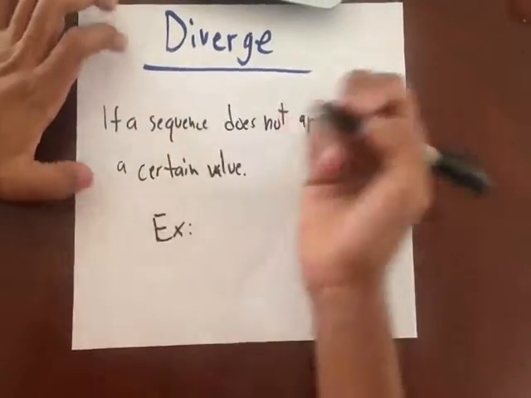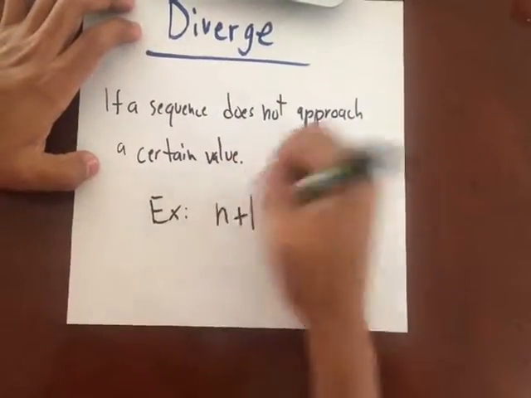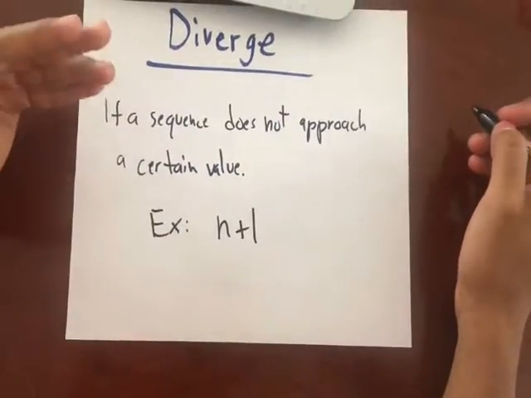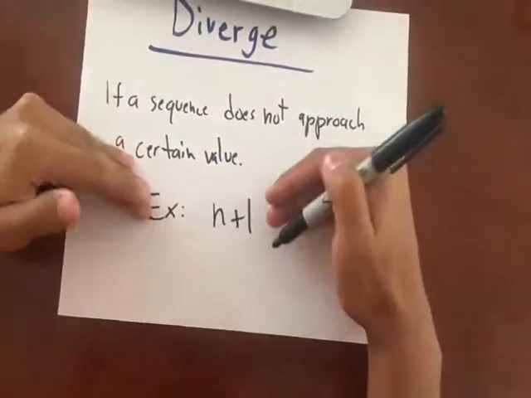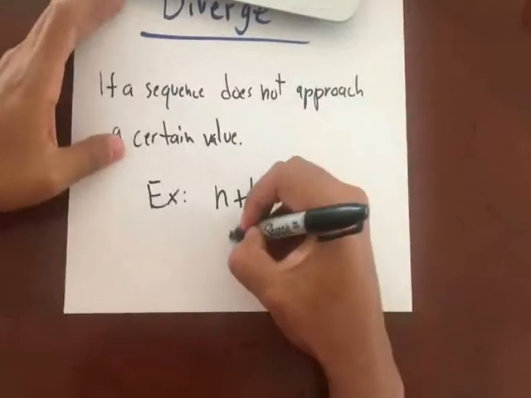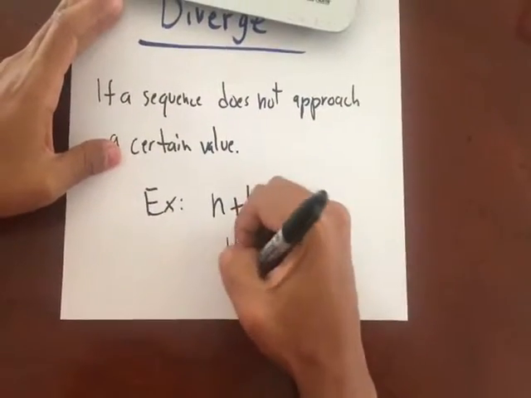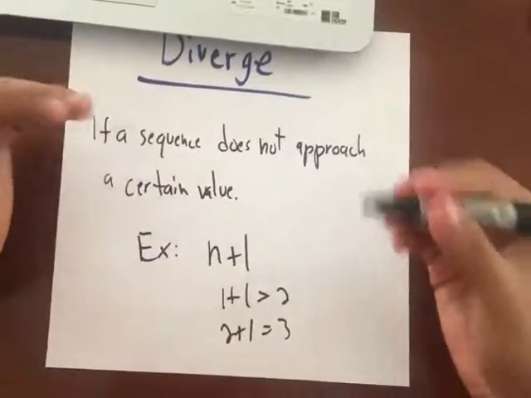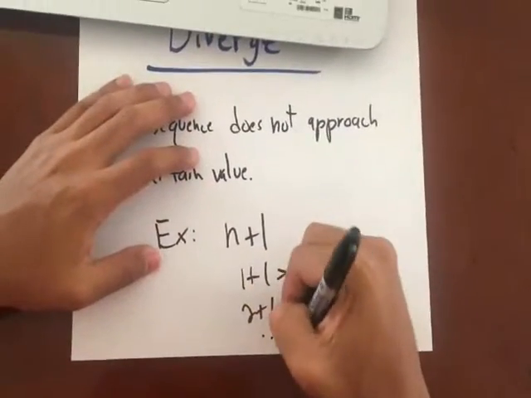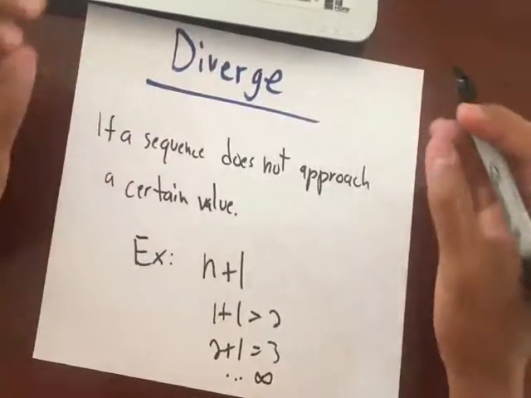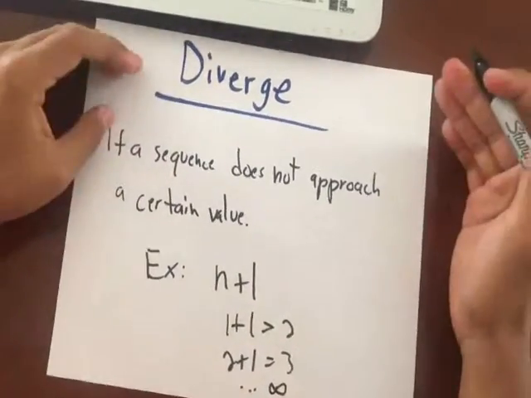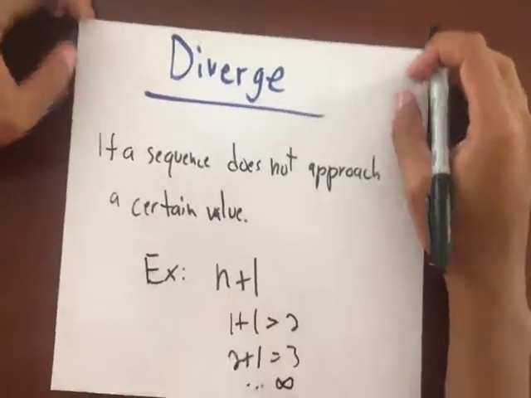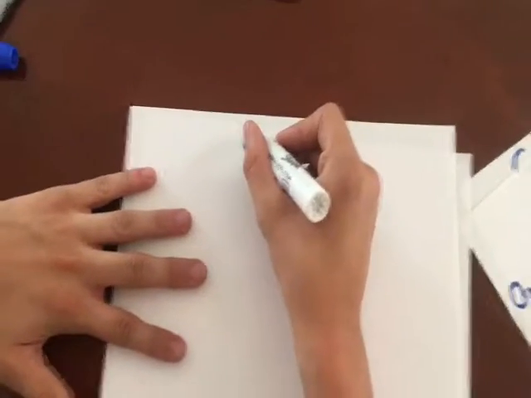Example, let's use the previous one, n plus 1. As the values in this sequence increase, so 1 plus 1 is 2, 2 plus 1 is 3, the sequence will grow infinitely large. So it does not approach a certain value. So we can infer that this sequence must diverge.